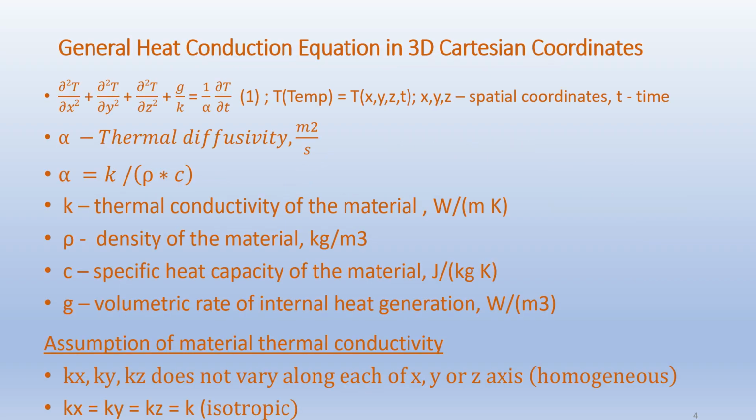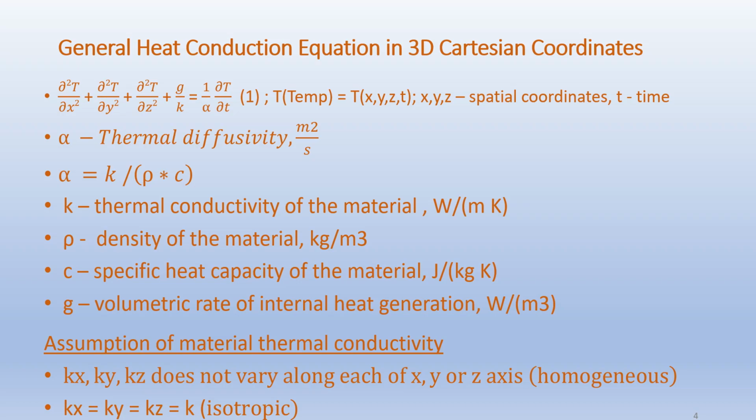The general heat conduction equation in 3D Cartesian coordinates is given as ∂²T/∂x² + ∂²T/∂y² + ∂²T/∂z² + G/K = (1/alpha) ∂T/∂t. Here T represents the temperature in the domain, and T is a function of x, y, z, the spatial coordinates, and the lowercase t, which represents time in seconds.